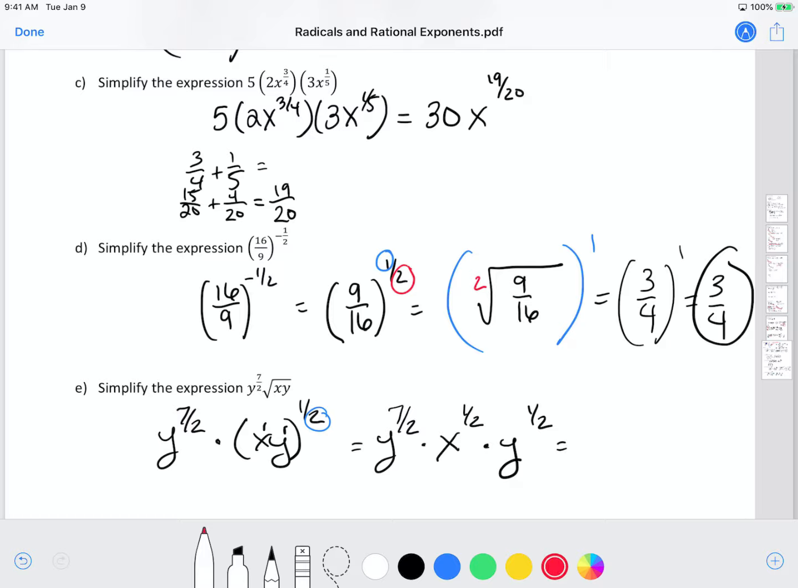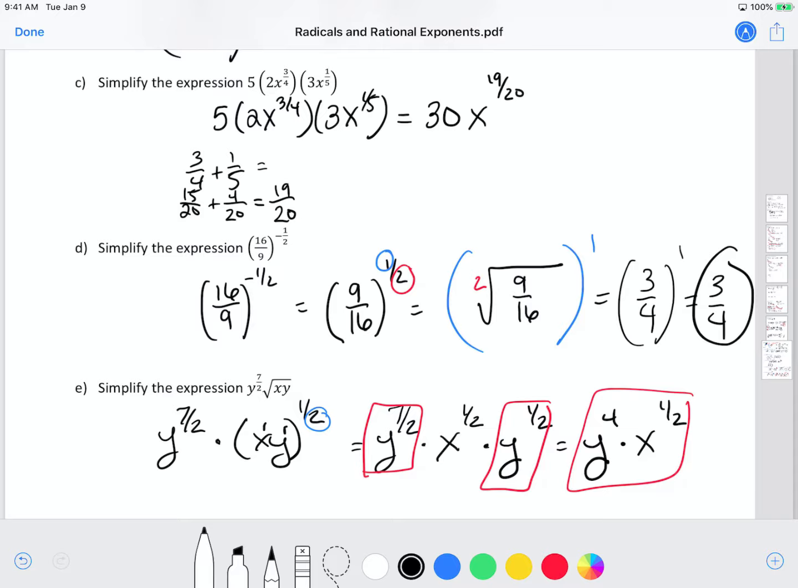And now I can combine my like bases using the product rule. I have y's here, and I have y to the 7/2 times y to the 1/2. And when I add 7/2 and 1/2, because I'm multiplying like bases, I add my exponents. That gives me 8/2, which is 4. So now I can leave my expression as y to the 4th times x to the 1/2. So this is one way to write my final answer. Or I can actually turn it back into the square root of x, since x to the 1/2 is the same thing as saying the square root of x.